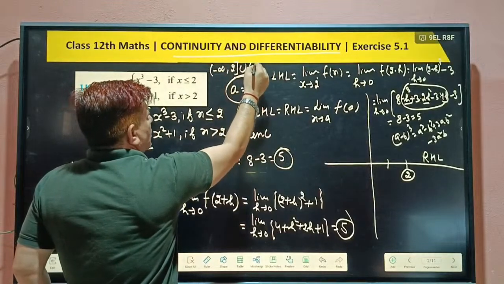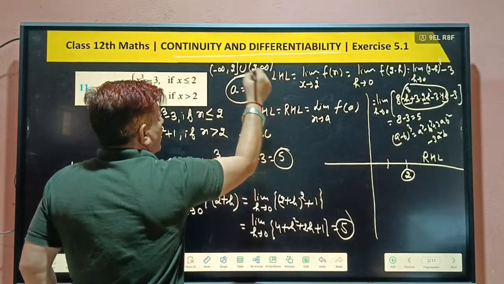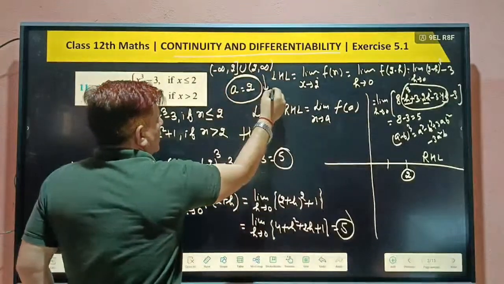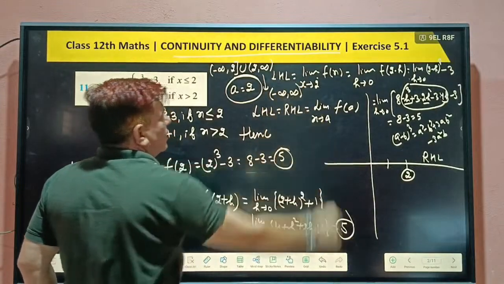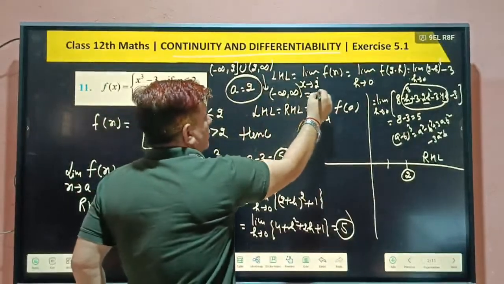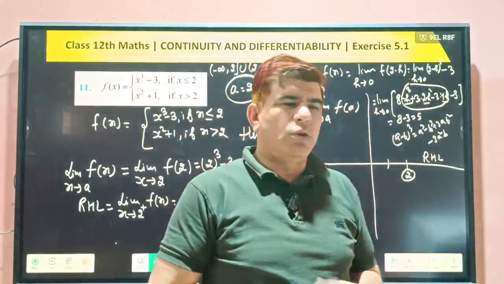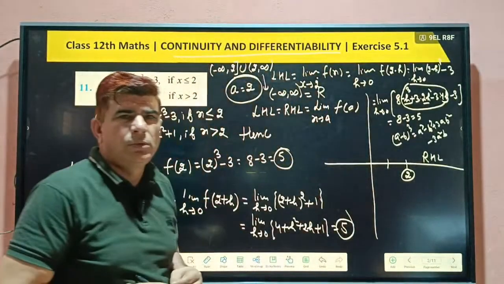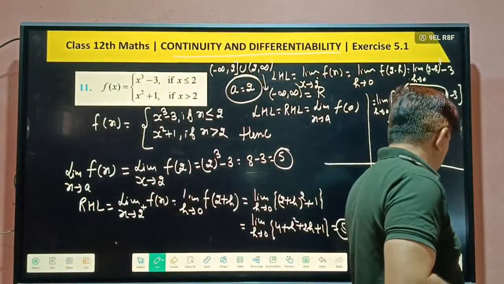union 2 to infinity. So what becomes its domain? Its domain becomes minus infinity to infinity, which is equal to R. So this function is continuous for all real values. Understood this? Next, I think understood.